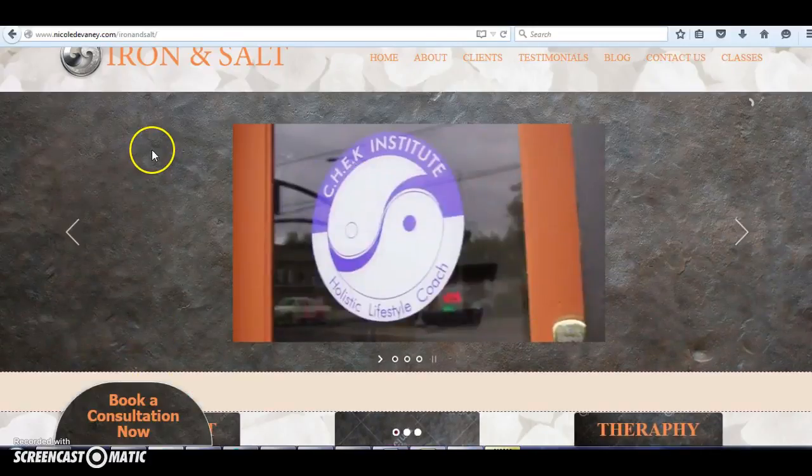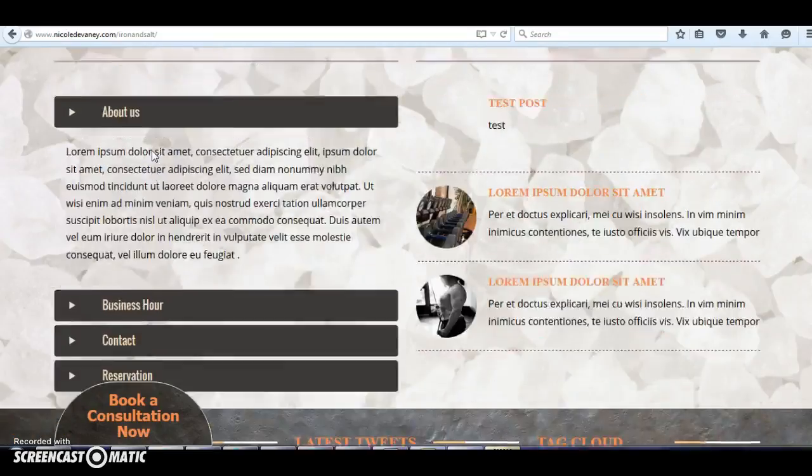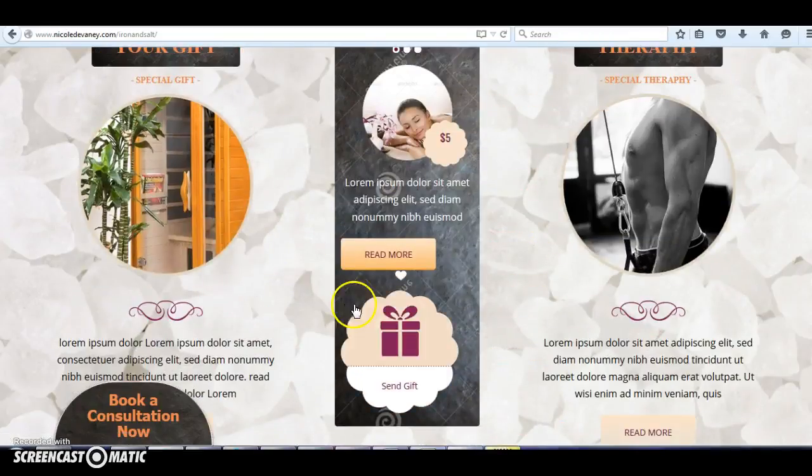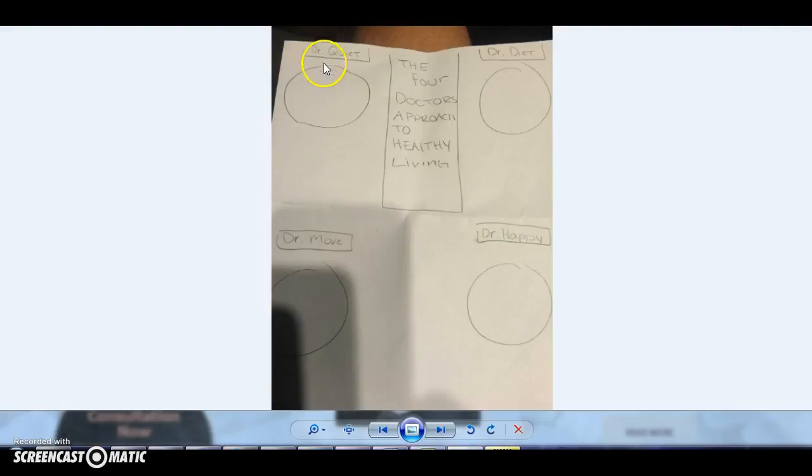Alright, we're gonna do this. So the second part of this page is down here. We're gonna figure out what to do. So I've actually got this picture of how Nicole wants this page.